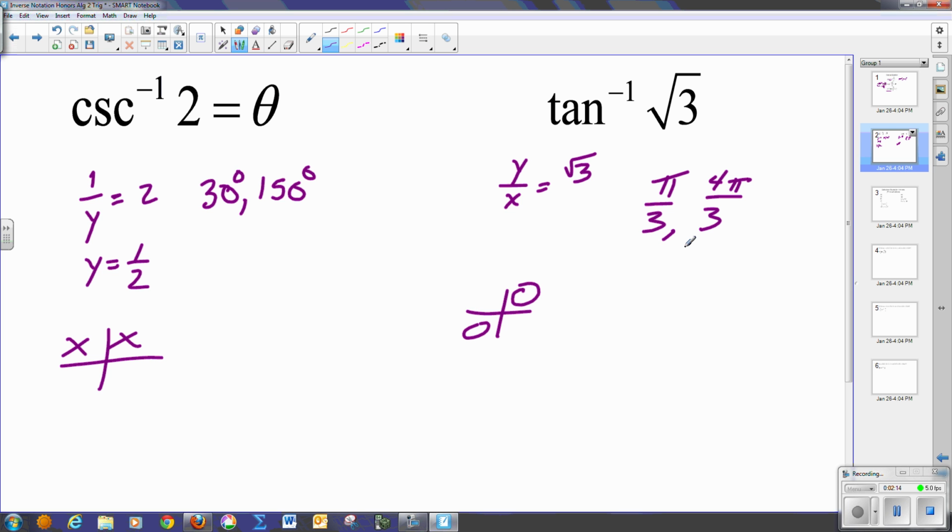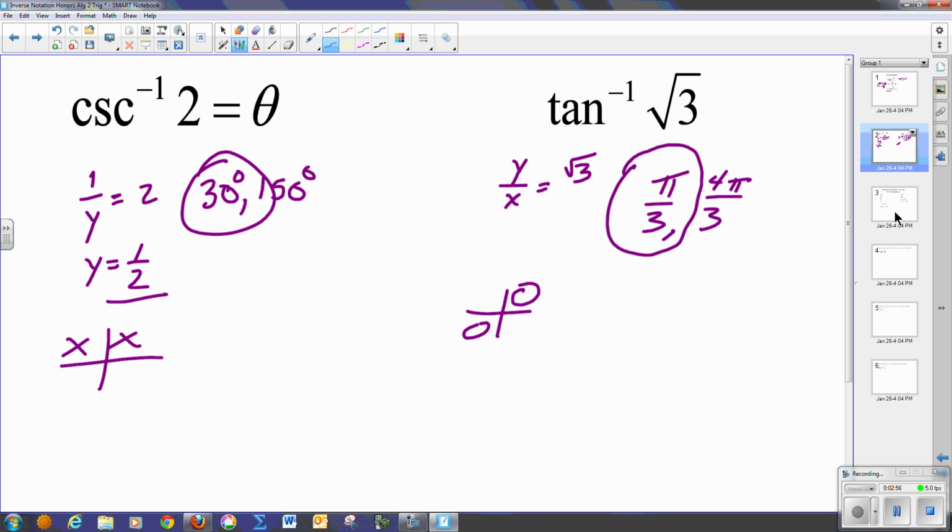Now, here's the thing. When we start talking about using our calculator to do any of this, if you were to put inverse tangent of root 3 into your calculator, you would find that the only thing that comes out is pi over 3. Likewise, with the inverse sine of 1/2, the only thing you would get is 30 degrees. This has to do with the calculator programming, and the calculator is only going to give you a singular answer. It's not going to give you multiple answers. It deals with calculators outputting functions.